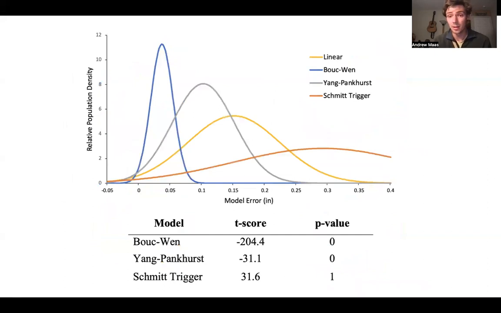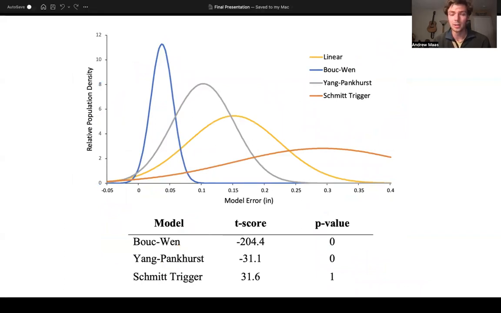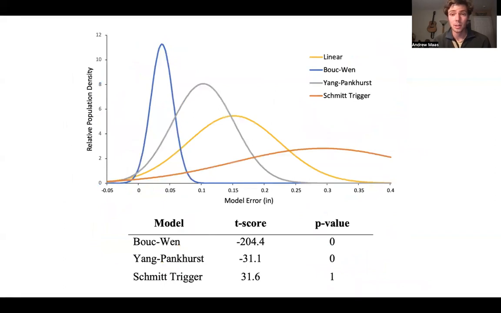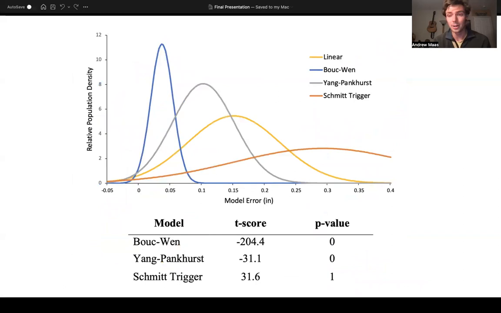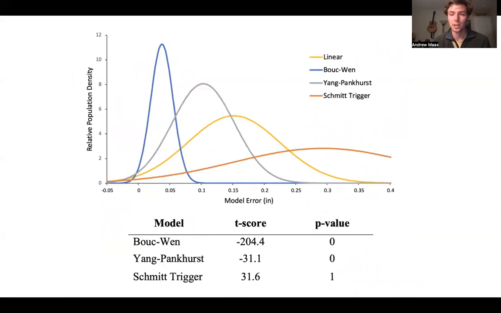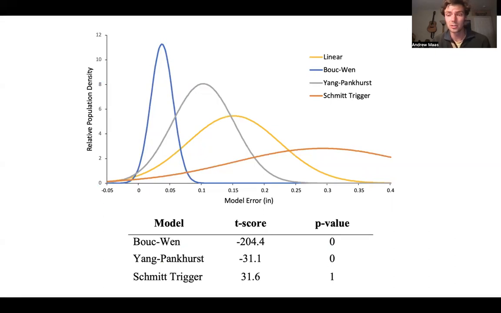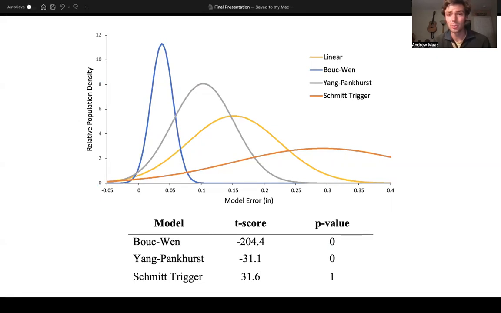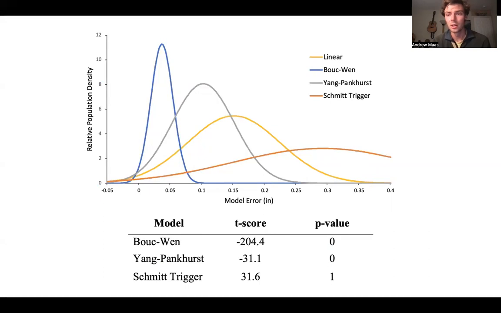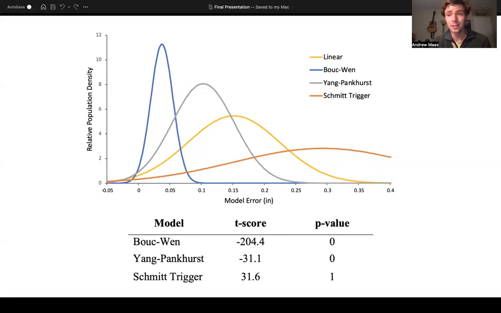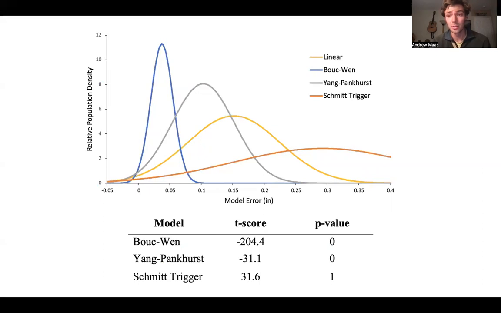And here we have a plot of the error between the model and the experimental data. As predicted, the Bouc-Wen and the Yang-Pankhurst hysteresis models did phenomenally. The linear model, not great. And then finally, the Schmitt trigger did the worst. Truthfully, that's kind of to be expected of the Schmitt trigger hysteresis model because I included it less as a legitimate prediction and more as an interesting note to see how a non-piezoelectric hysteresis model acts in a piezoelectric hysteresis context.